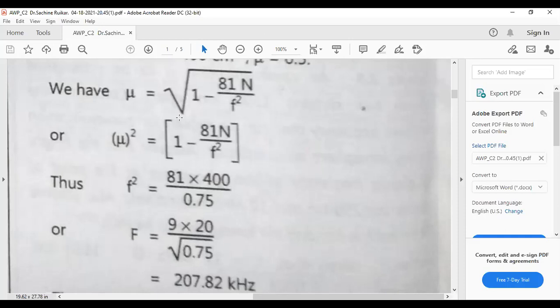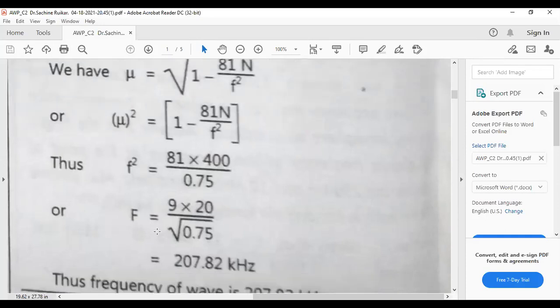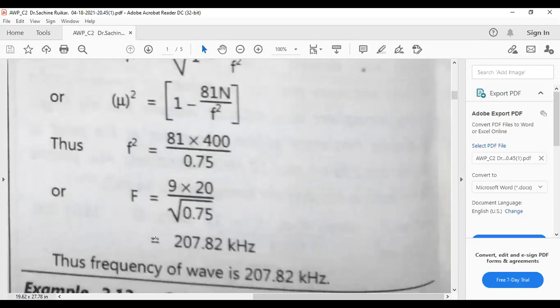This is the formula: mu equals root of 1 minus 81 n divided by f square. The first step is squaring on both sides. Second, substitute the given values and get the unknown value, which is the frequency. Thus the frequency of the wave in that particular region is 207.82 kilohertz.